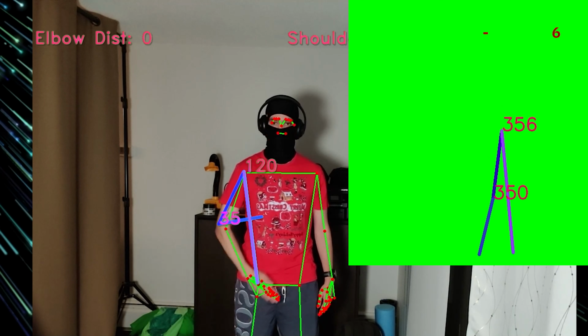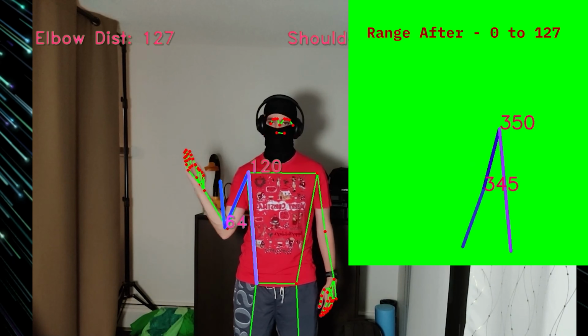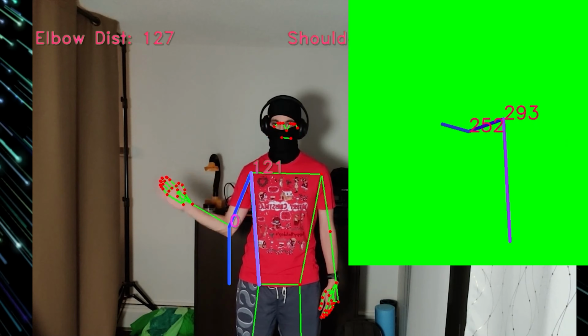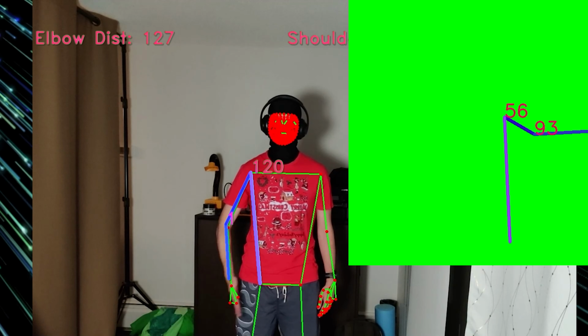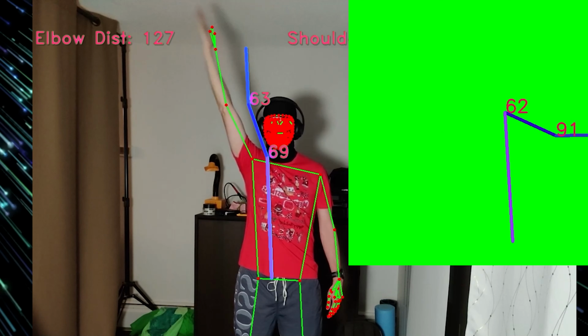The last thing that we need to do is scale our value to the 0 to 127 range because we're working with MIDI, and MIDI understands 0 to 127. So 0 will be 0%, 360 will be 100%, or 127 in the MIDI range.